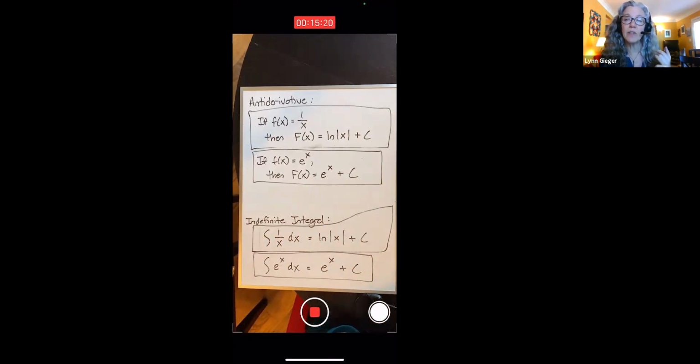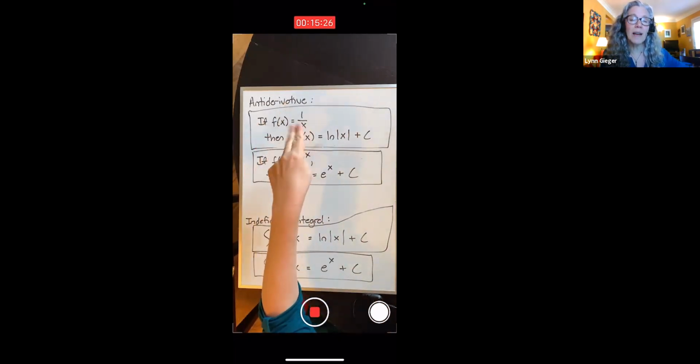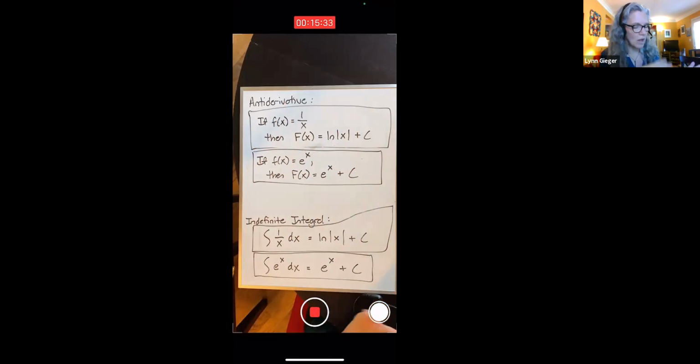All right, so for today, we've got 4 major forms that you're having to keep your eye on. How do you anti-differentiate a constant? How do you anti-differentiate a power? How do you anti-differentiate a 1 over x? That's going to get us to our logarithm version. And how do you anti-differentiate e to the x? That's really all we're going to be doing today, is practicing those.